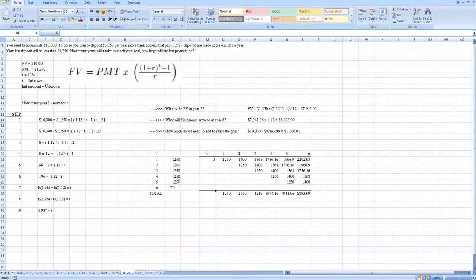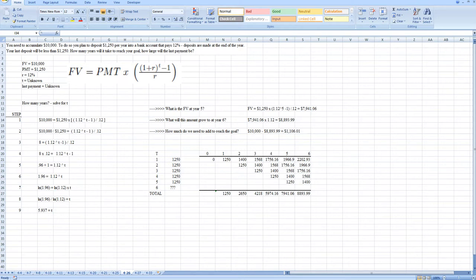You need to accumulate $10,000. To do so, you plan to deposit $1,250 per year into a bank account that will pay you an interest rate of 12%. Deposits are made at the end of the year. Your last deposit will be less than $1,250. So how many years will it take to reach your goal, and how large will the last payment be?